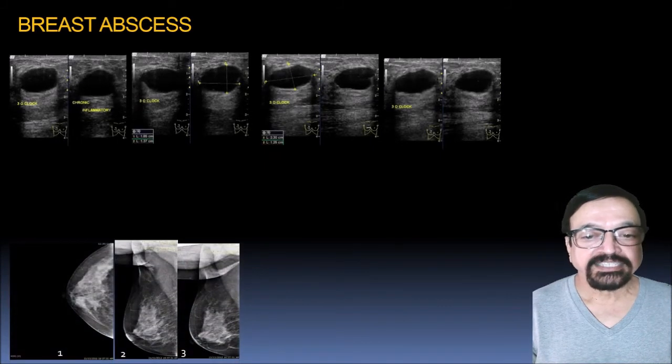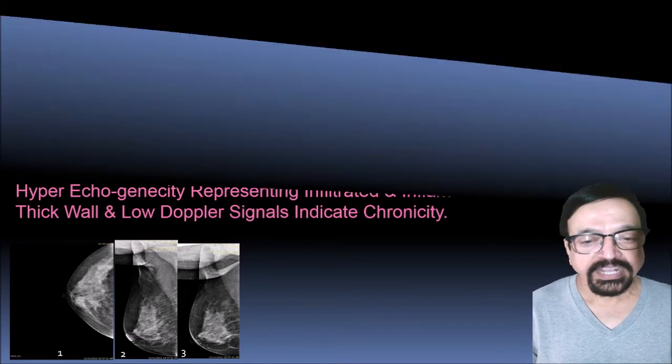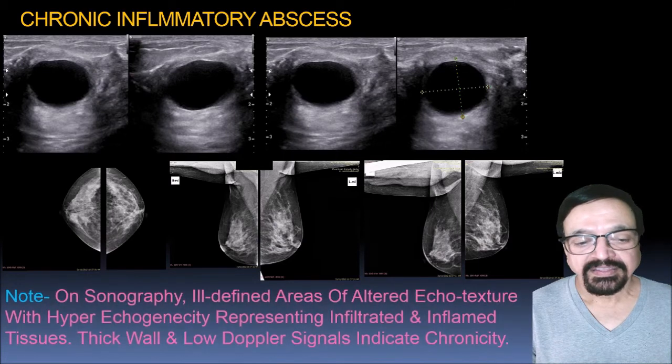Few more cases. Sonographically ill-defined areas of altered echotexture. We are showing a couple more cases. Again, you can see a chronic abscess. Both are shown on sonography as well as mammography.